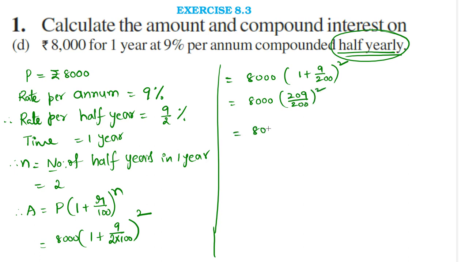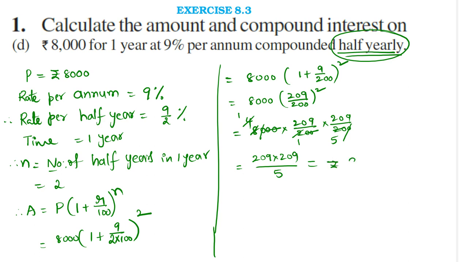This is equal to 8000 into 209 by 200 into again 209 by 200. We can calculate: 2 zeros and 2 zeros can be cancelled. 1 zero and 1 zero can be cancelled. Then 2 times 1 and this is 2 times 4. Then 4 times 1 and this is 4 times 5. This is equal to 209 into 209 divided by 5. If we calculate this one, we will get ₹8,736.2. This is the total amount.